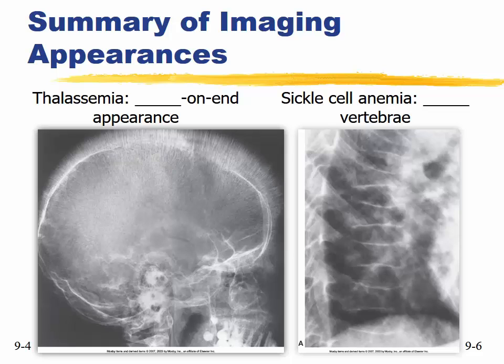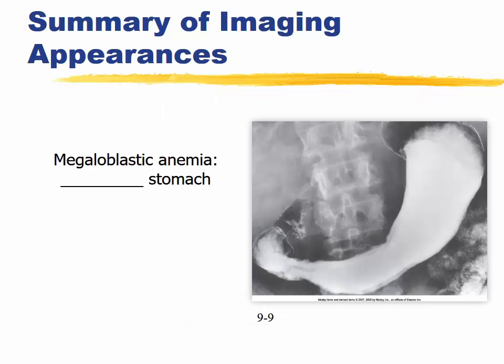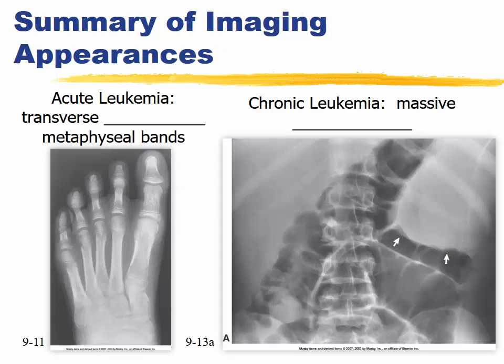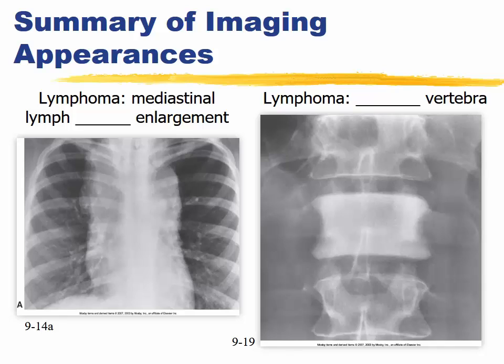In these last few slides, we're going to summarize the imaging appearances. Thalassemia has a hair-on-end appearance. Sickle cell anemia has fish vertebrae appearance. Megaloblastic anemia has a tubular stomach appearance. With acute leukemia, there are transverse radiolucent metaphyseal bands. Chronic leukemia results in massive splenomegaly. Lymphoma can appear as a mediastinal lymph node enlargement and can also appear as an ivory vertebra.